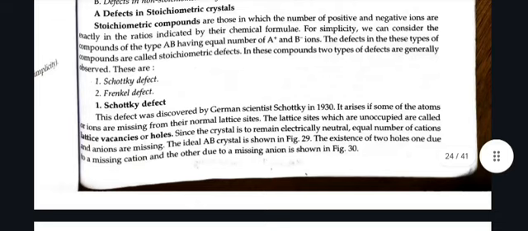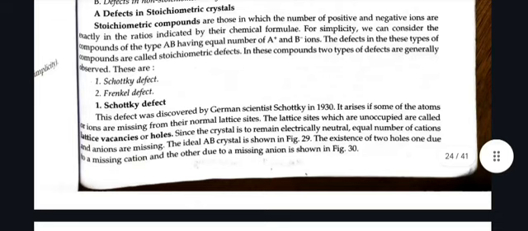This defect was discovered by German scientist Schottky in 1938. It arises if some of the atoms or ions are missing from the normal lattice sites. The lattice sites which are unoccupied are called lattice vacancies or holes. Since the crystal is to remain electrically neutral, equal numbers of cations and anions are missing. The ideal AB crystal is shown in figure 29. The existence of two holes, one due to a missing cation and the other due to a missing anion, is shown in figure 30.